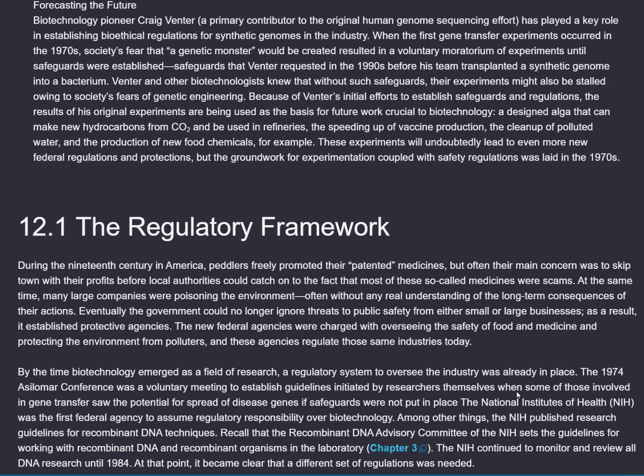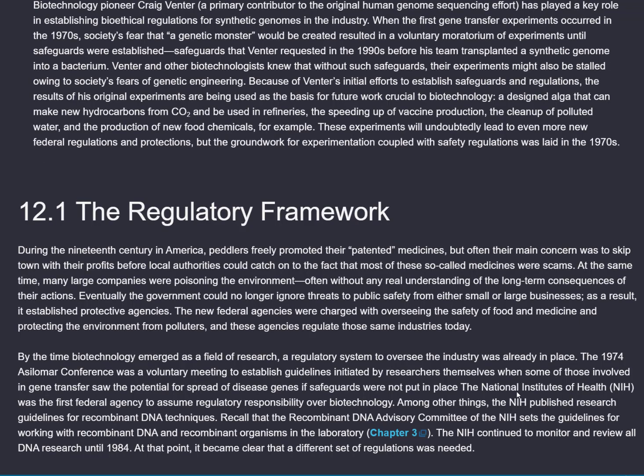Forecasting the future. Biotechnology pioneer Craig Venter, a primary contributor to the original human genome sequencing effort, has played a key role in establishing bioethical regulations for synthetic genomes in the industry. When the first gene transfer experiments occurred in the 1970s, society's fear that a genetic monster would be created resulted in a voluntary moratorium of experiments until safeguards were established, safeguards that Venter requested in the 1990s before his team transplanted a synthetic genome into a bacterium.